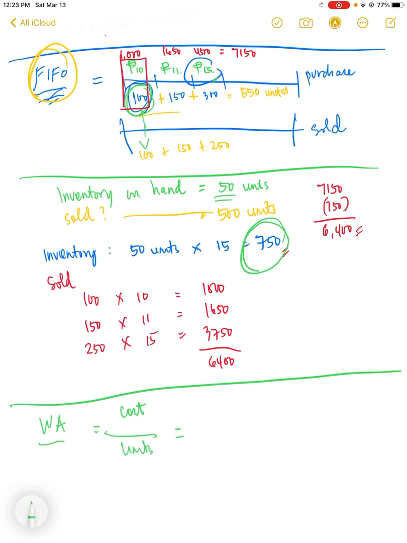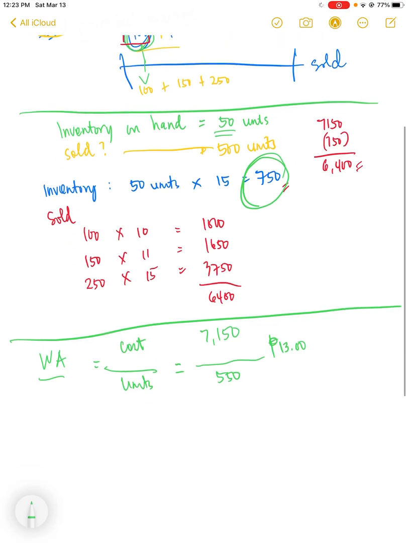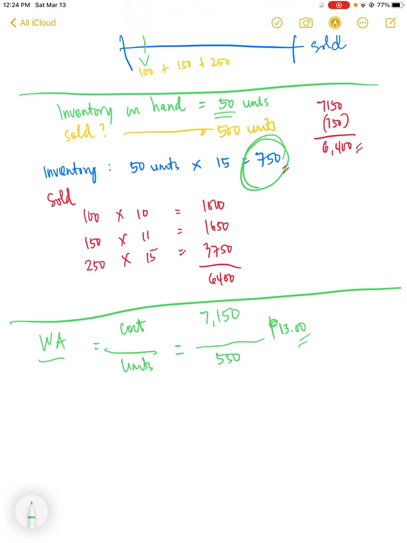Okay? So, dito sa problem natin, wala naman akong na-mention na beginning. All of these items are being purchased. Alright? So, yung cost natin is actually the 7,150, which is yung na-compute nating total ng tatlo. And the total units natin is the 550 units. Okay? So, 7,150 divided by 550, so you have your 13 pesos. So, 13 pesos is the weighted average unit cost. Okay? So, ibig pong sabihin, kung ito po yung ating weighted average unit cost, the question will be the same. Magkano yung ating inventory?